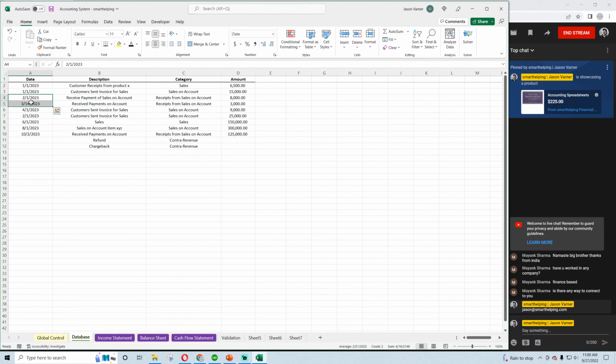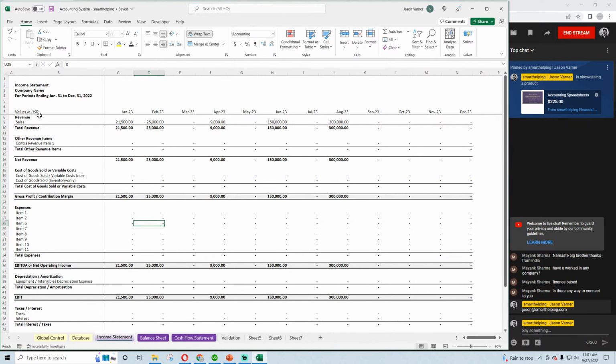Let's just say they happened in February and March, just random numbers. And let's say we had a couple, 2,000, 1,500. Notice all of these amounts are positive, and I'm doing all the logic in the financial statements to make them correct. So for contra revenue, we'll just put in here refunds, receipts.